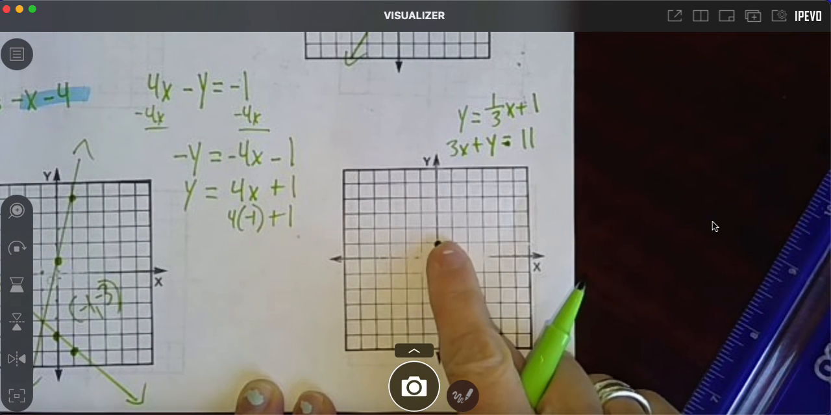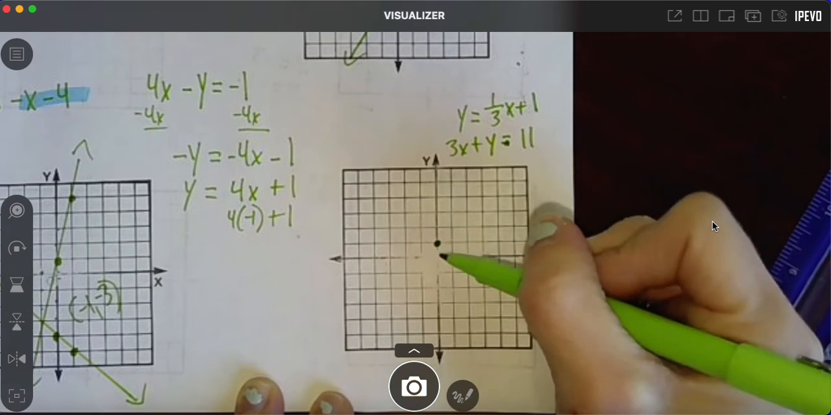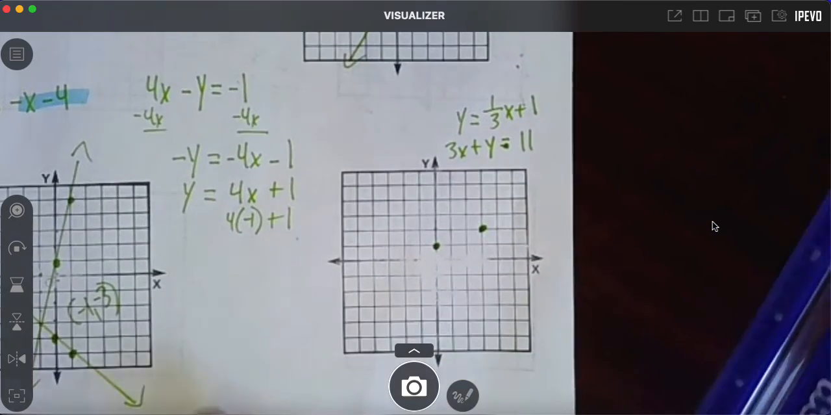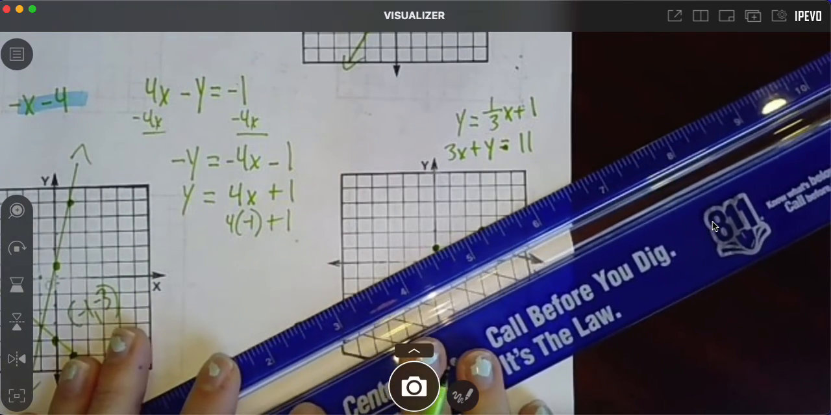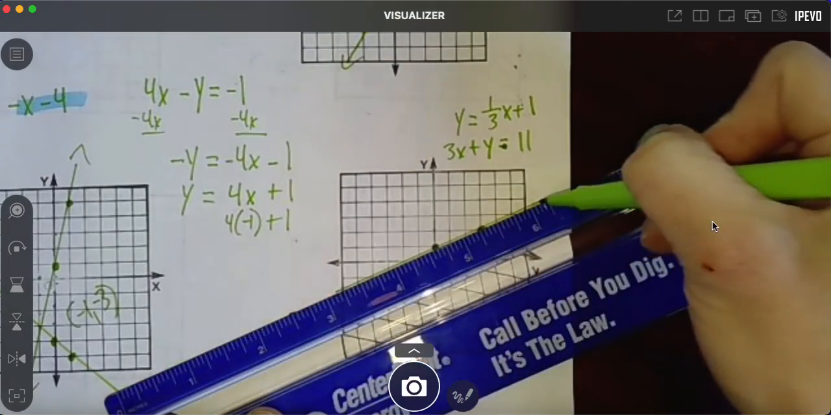I went up 1, and then from there, I'm going to go where? Up 1 and over 3. Up 1, 1, 2, 3. And I'm graphing this. Probably not exact.